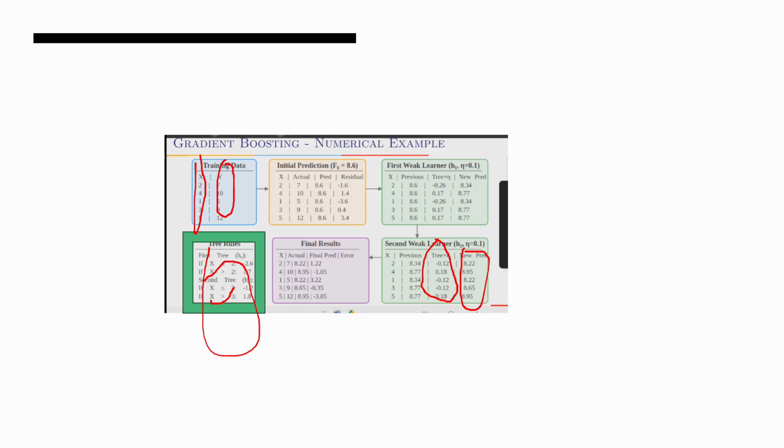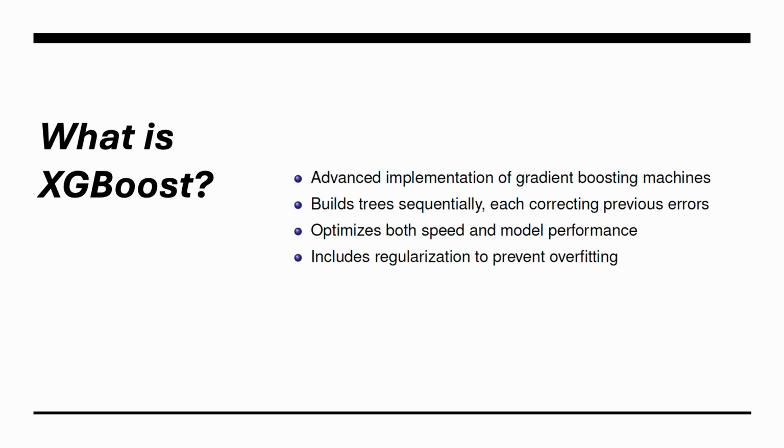So now let's move on to the next one, even more advanced, which is nothing but XGBoost. It is another advanced implementation of gradient boosting machines, again optimized for speed, model performance, and regularization to avoid overfitting, and so on and so forth. So that's why we use XGBoost.